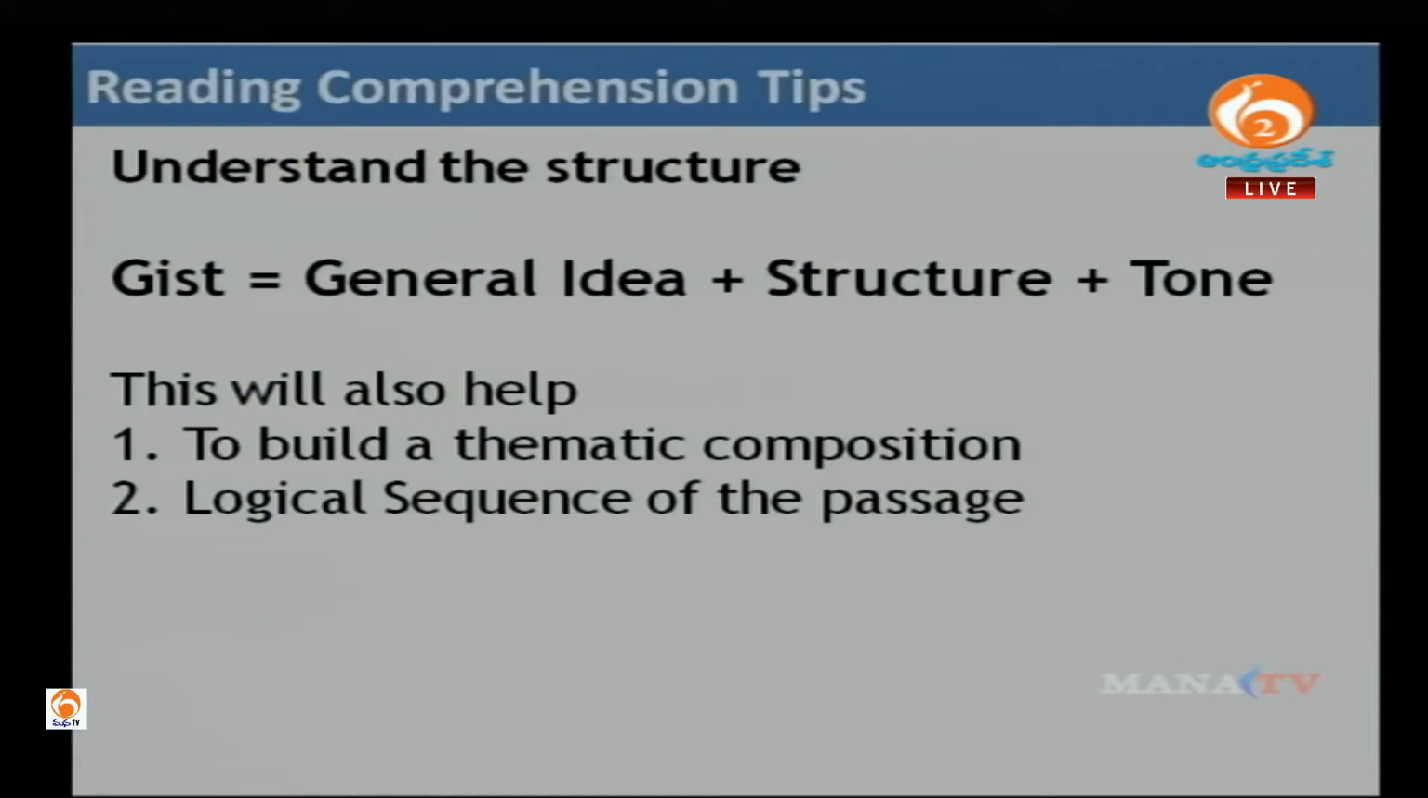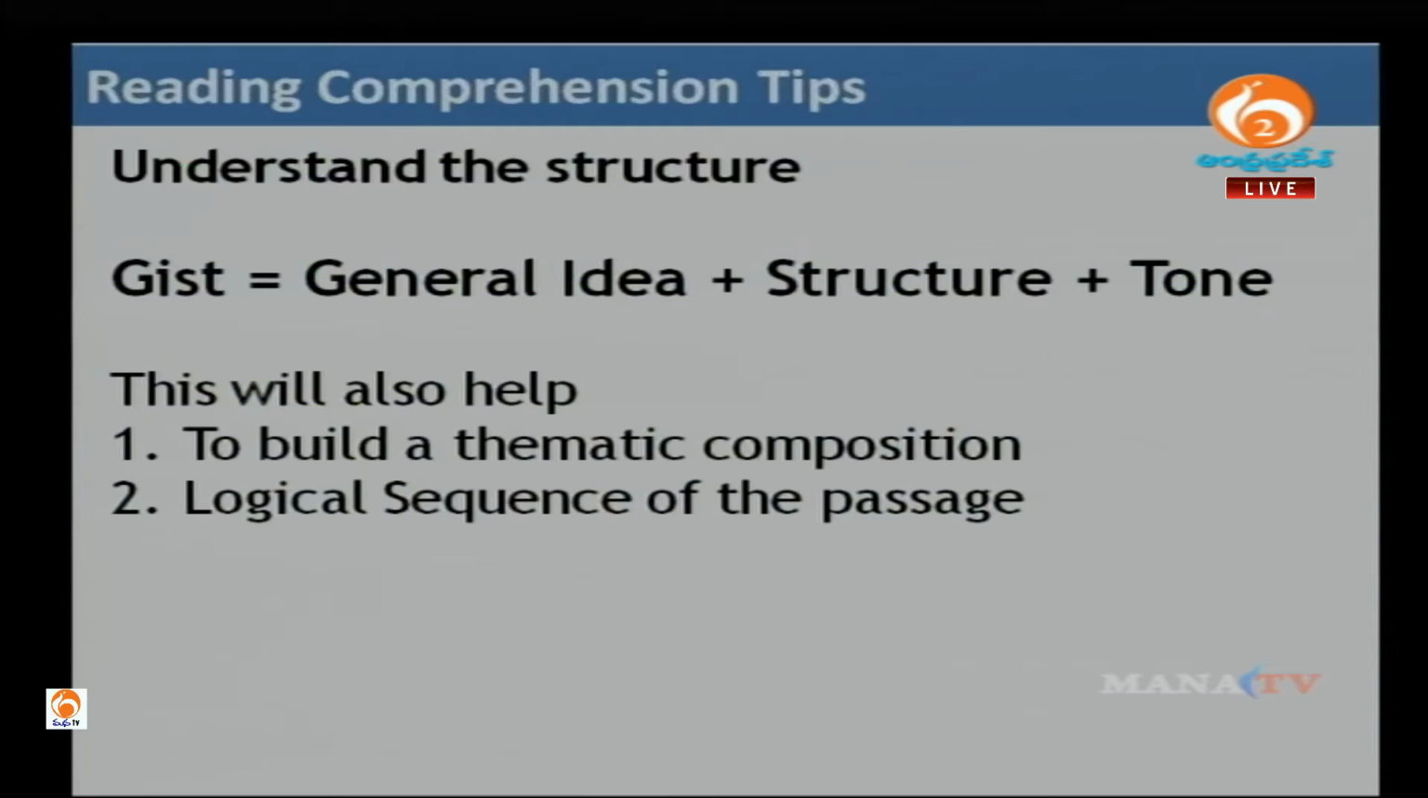That will be your gist. But over here, to understand what the gist is: gist is a general idea plus the structure and the tone, right? The general idea is the overall general idea. Structure is the way he has structured it. How did he start it? How is he ending it? What are the details mentioned in between? And tone is, like I mentioned earlier, is he upset about something? Is he happy? Is he explaining something? Or is he just narrating something that he has witnessed? Okay, so it could be various things. This will also help to build a thematic composition, a logical sequence of the passage.